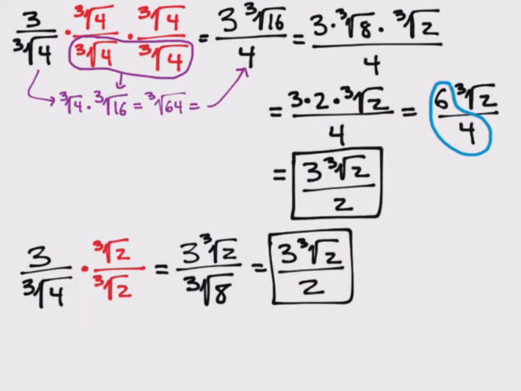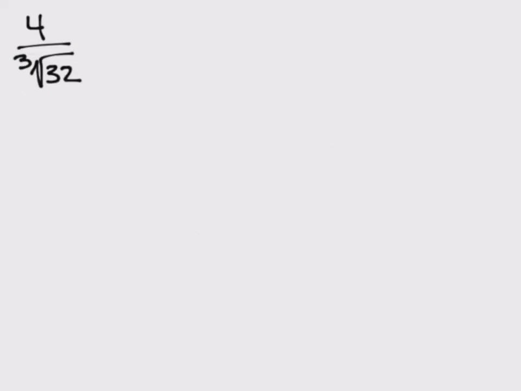Let's look at another example right now where this strategy is going to be far more efficient and far more preferable. Alright, here we've got 4 over the third root of 32. And so what we need to do is somehow find an equivalent fraction where in the denominator we're taking the third root of something that's a perfect cube. So question, are there any multiples of 32 that are perfect cubes?